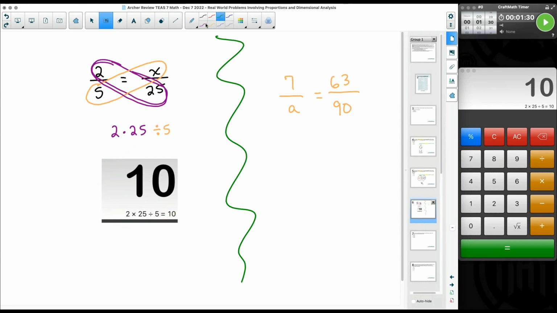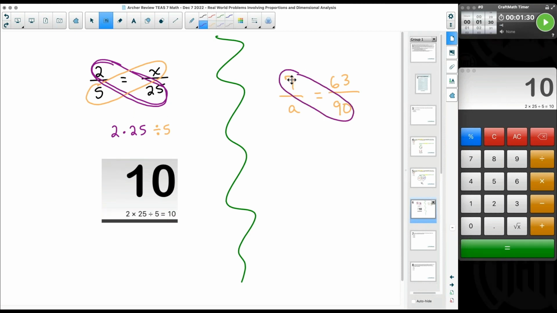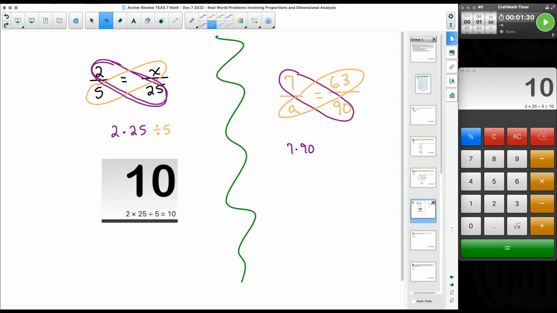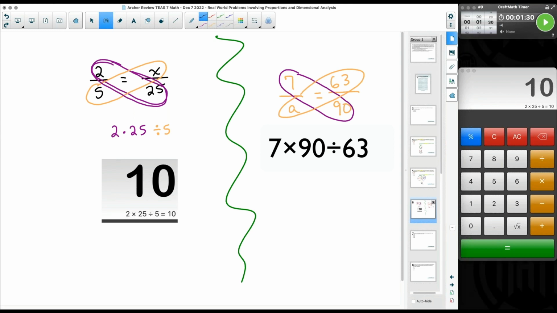But what I want you to take away from this is that you multiply the 2 numbers that don't have the variable, so 7 times 90, and then you immediately divide by the number that is with the variable. This will always work. And this is what I'm going to be doing for the rest of the night, to go through these quickly because we need to work on our time.